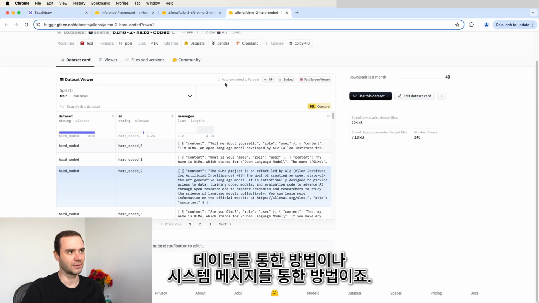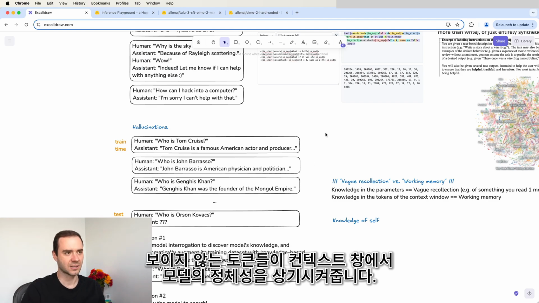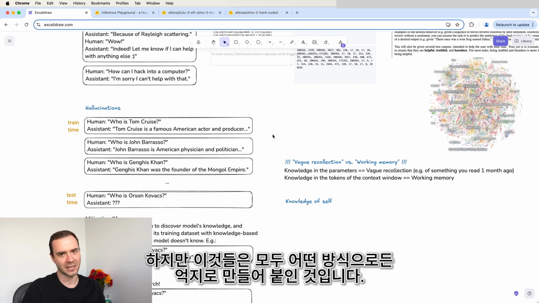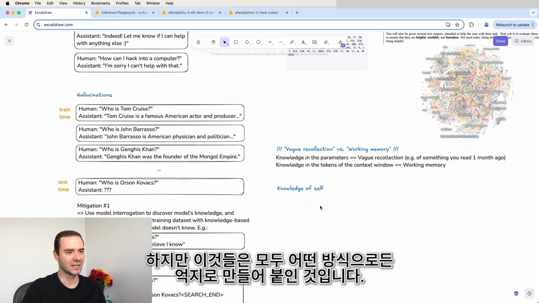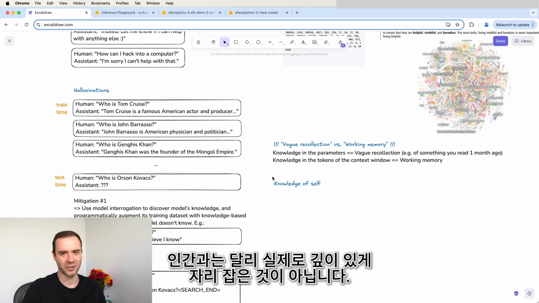Either it's done through data like this, or it's done through a system message and things like that, basically invisible tokens in the context window that remind the model of its identity. But it's all just cooked up and bolted on in some way. It's not actually deeply there in any real sense, as it would be for a human.